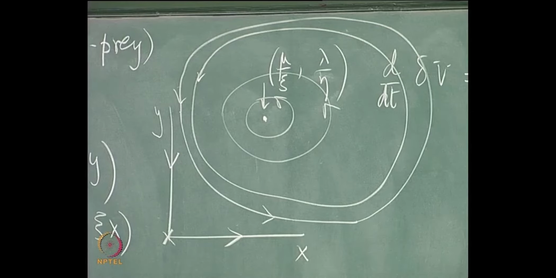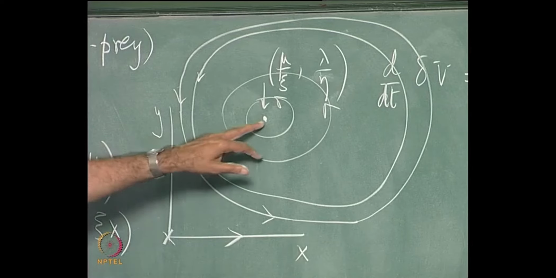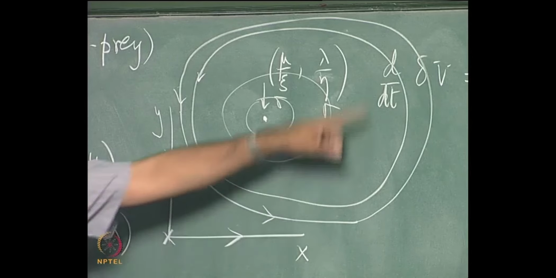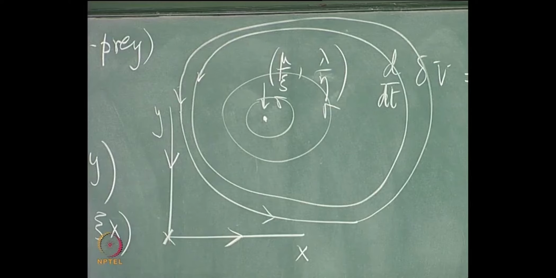Wherever you are, these are the only two critical points, and this is a center and that is a saddle point. Of course we are not interested in what happens in the unphysical regions. And a center, of course, implies that the populations of x and y oscillate, and this is the way this model was first proposed.